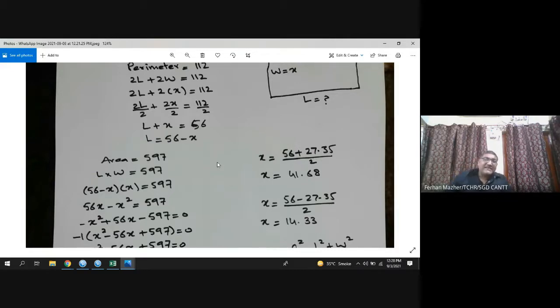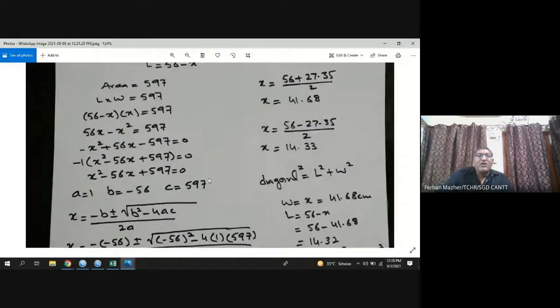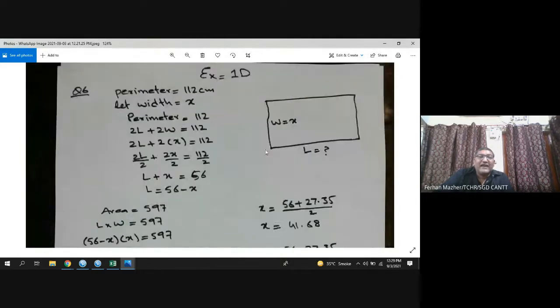The second case is x equals 56 minus 27.35 equals, divided by 2 equals, that will give you 14.33. So you got two values of x. The main question is what's the diagonal of this rectangle. You know the diagonal is this line, the diagonal is this line.